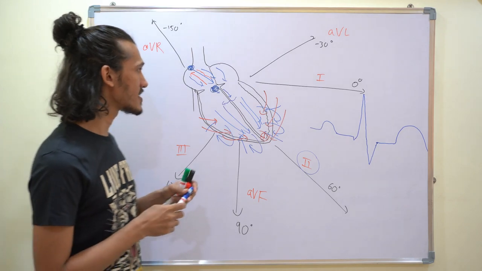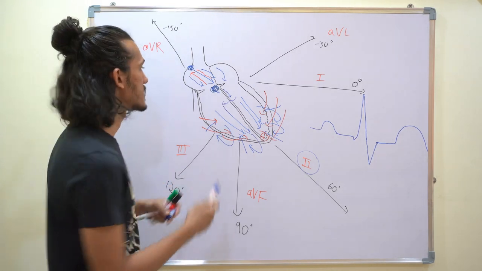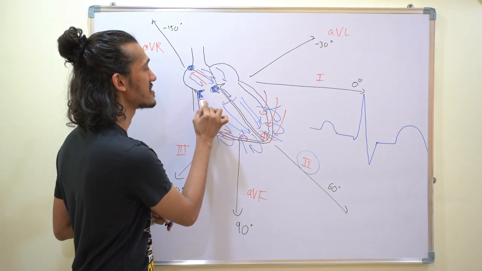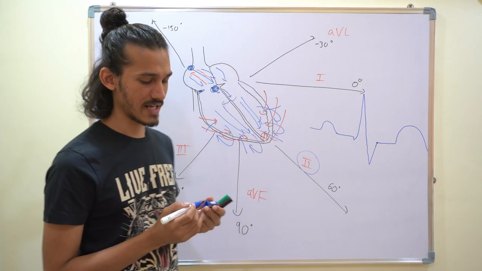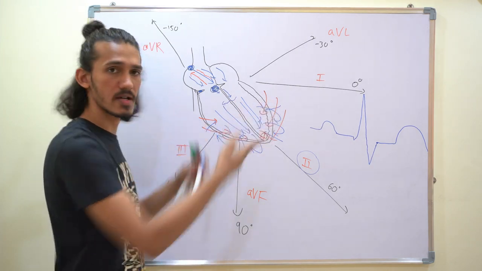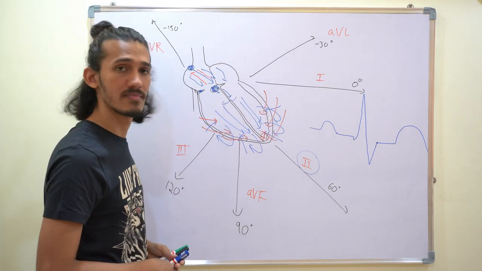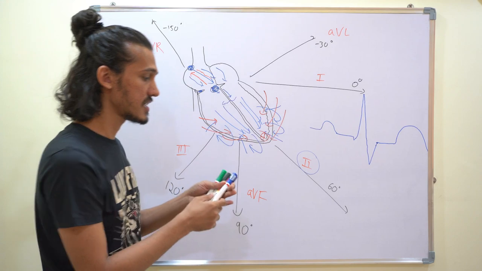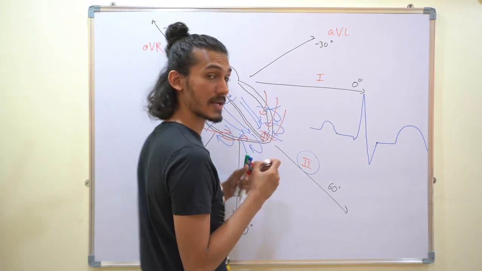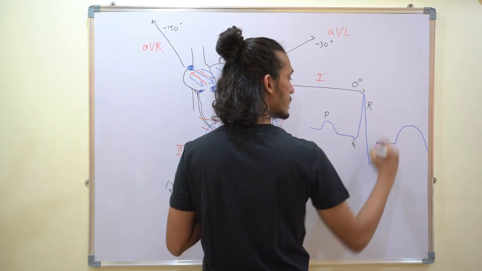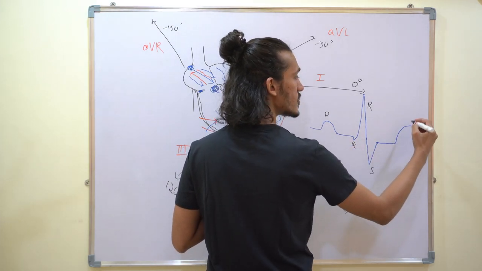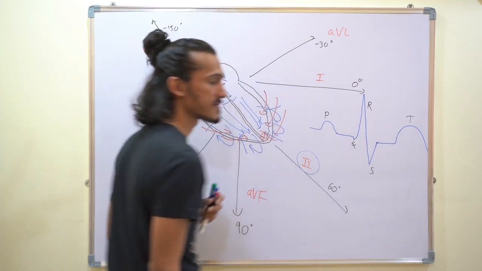Sometimes because of a delayed repolarization of the papillary muscles over here, there could be the presence of a U wave, right? So normally this is how the ECG is formed, right? So you understand the different curves, you understand what they actually represent, the P wave, the Q, the R, the S, and you understand what the T wave is, right?